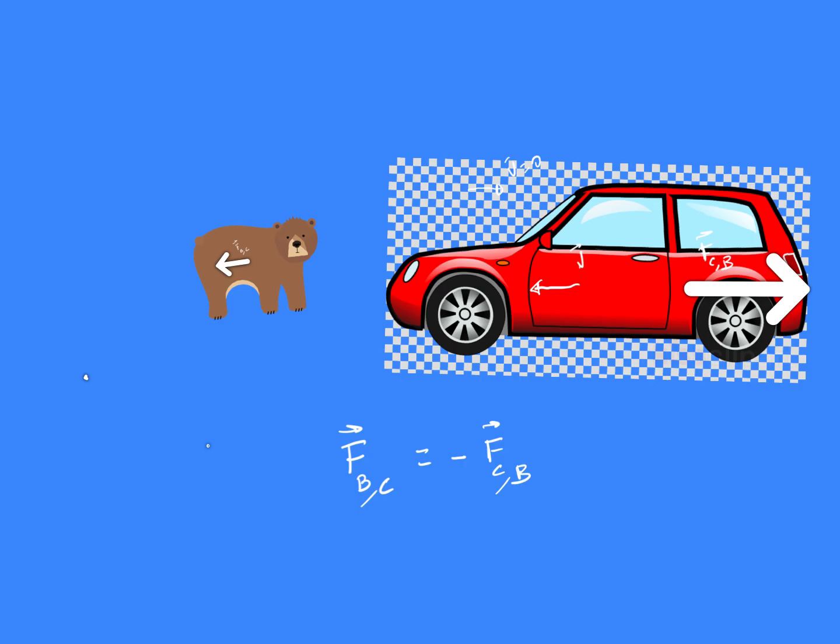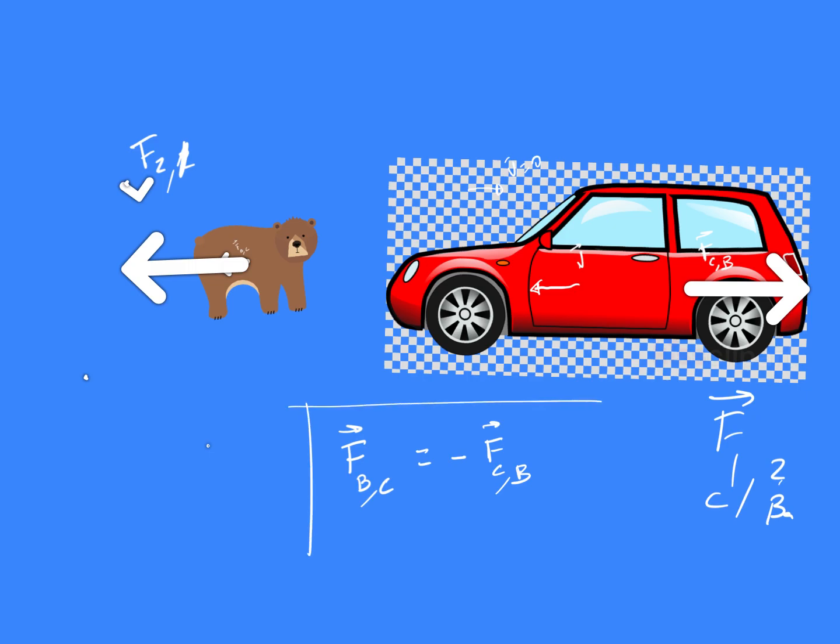Let me picture it: the force will be the same one, with the same magnitude, this one. The force doesn't depend on the mass of the object. The force acting on the bear due to the car is the same force as the one acting on the car due to the bear. Yeah, different directions. Okay, the same magnitude, different direction.